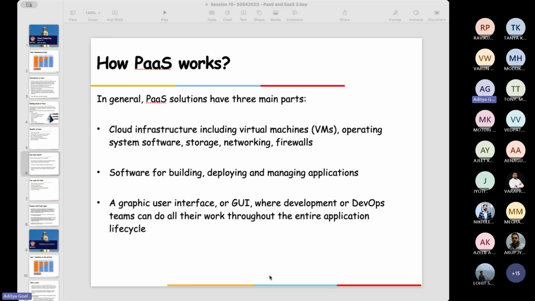So throughout the entire application lifecycle, this GUI is the only one with which you have to interact. Whether you are a developer, a tester, a deployer, or a delivery person, these are the three important parts of the platform as a service solution.